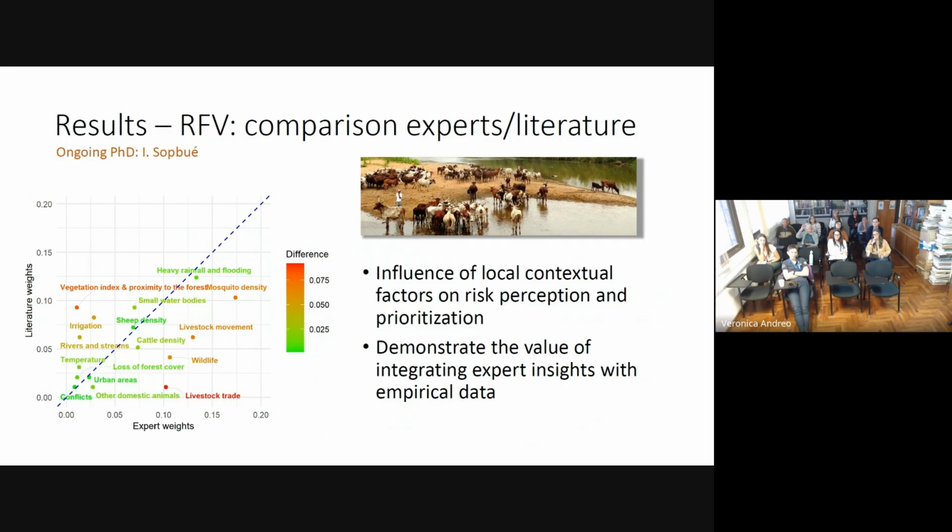So the ones in orange and red are the risk factors where there is more divergence between the literature and the experts. Yeah, so this of course demonstrates the value of integrating some expert insights with empirical data, and also of including some local contextual information in the models.